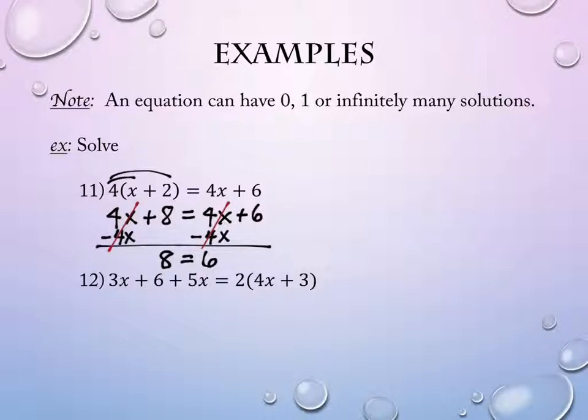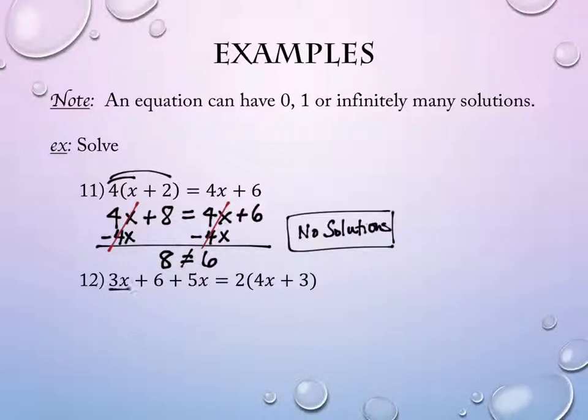And what do you know about that statement? Yeah, they're not equal, right? I mean, 8 does not equal 6. It's never going to work. When you end up with two numbers that don't equal each other at the end, it means that there are no solutions. Or you could say 0 solutions if you like that better. Don't say the solution is 0, right? There are 0 solutions. There's not one. Let's try the next one.